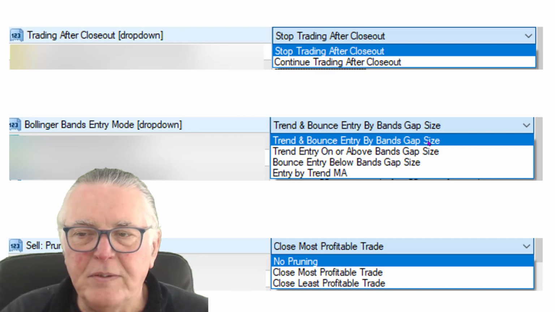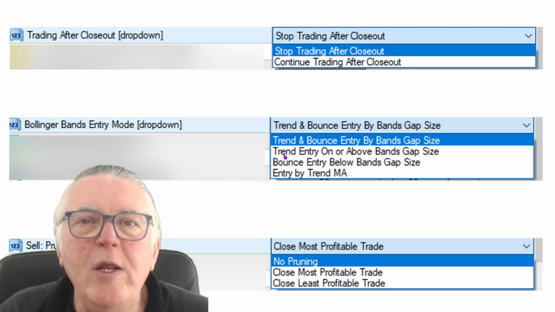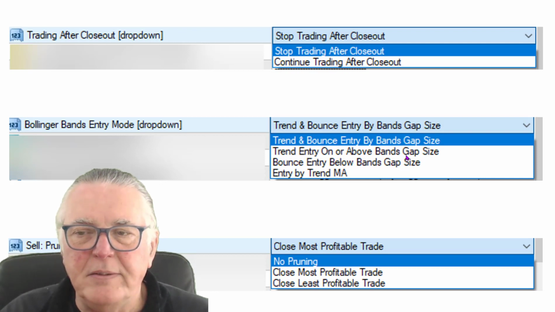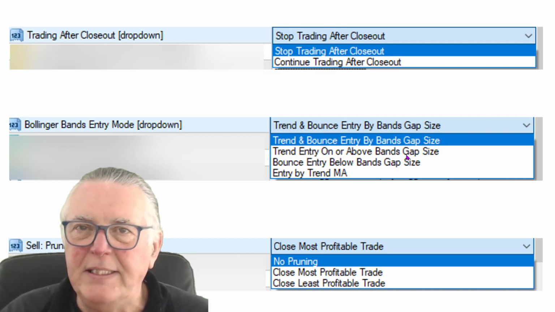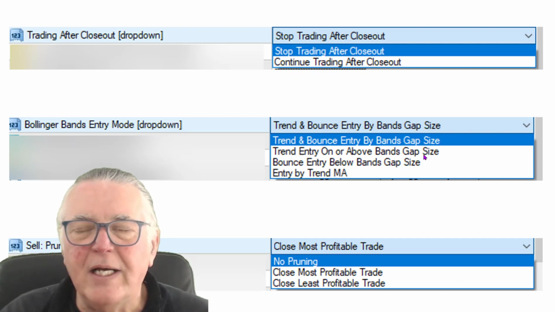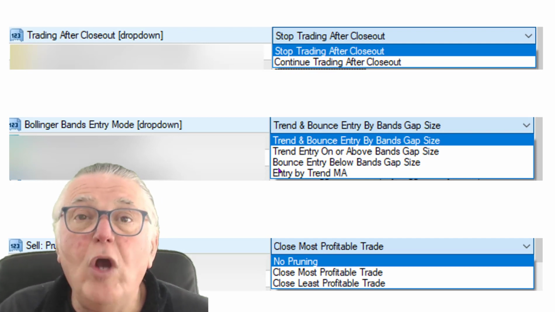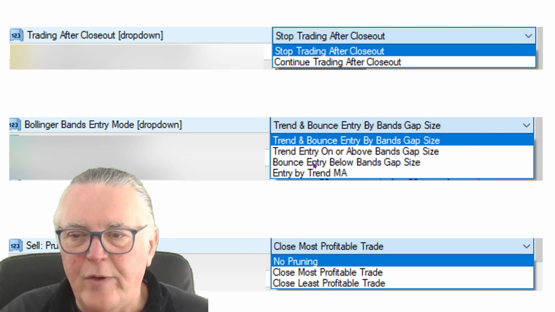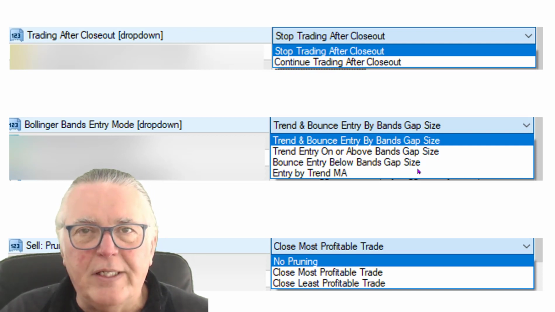So there's the first one, using the Bollinger Band. Or do you only want to trade the trend method? So in other words, you don't even trade in the sideways market. It will not trade in the sideways market. Or do you only want to trade in the sideways market? So it gives you those 3 choices.